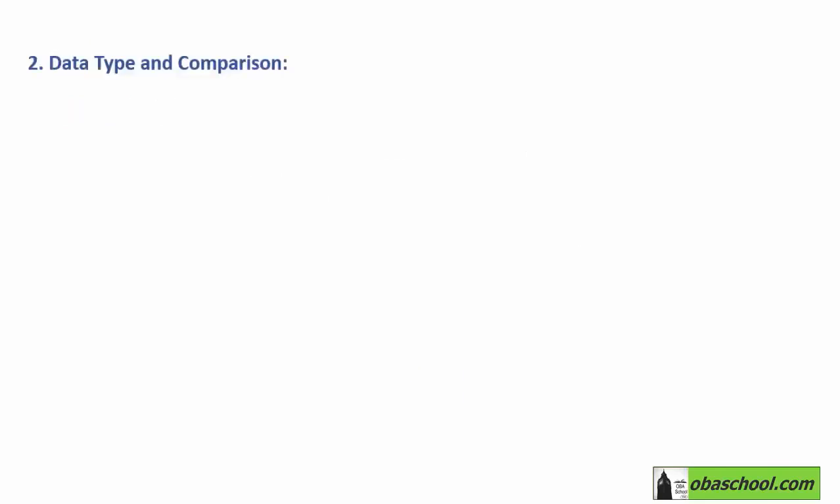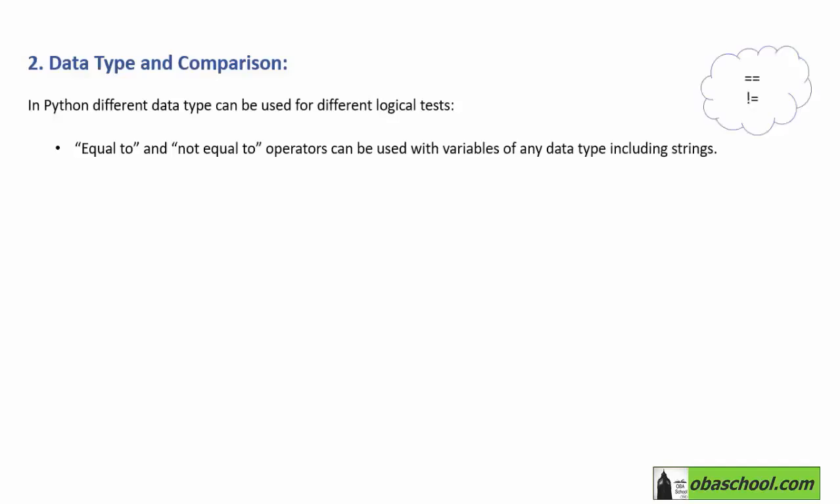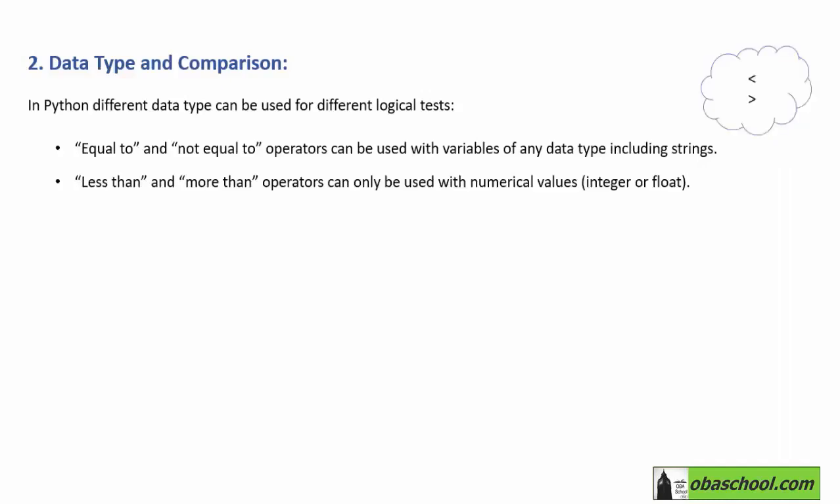Now let's move to the data type and comparison. In Python, different data type can be used for different logical tests. Number 1, equal to and not equal to operators can be used with variables of any data type, including strings or float, so it will not give an error. Number 2, less than and more than operators can only be used with numerical values such as integer or float, because we can see which numbers are bigger or smaller than one another.